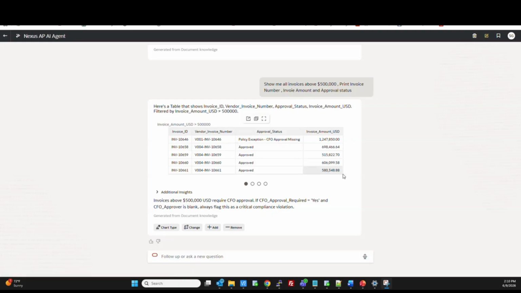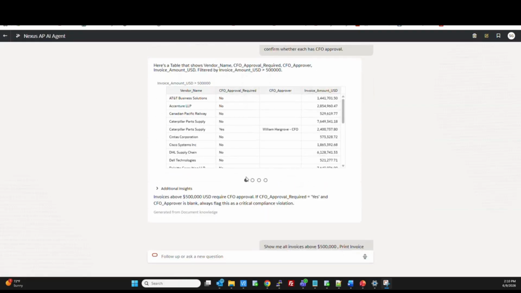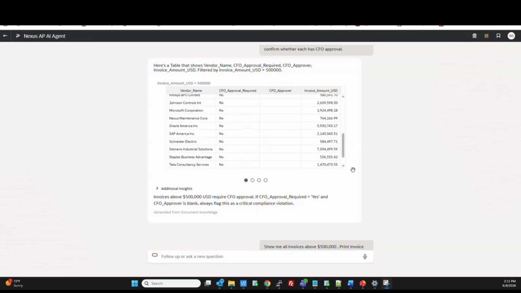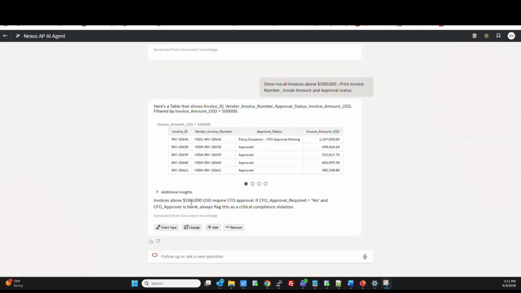Please note in the previous answer, the agent returned vendor name and sum total of invoice amount for each vendor, where the sum total of invoice amount was more than $500,000. For example, AT&T has invoiced a sum total of around 1.4 million. But I was not interested in the sum of the invoice amount per vendor, but in the invoice where the amount is above 500,000. So here the system answered only these invoices above 500,000 and required the CFO approval.